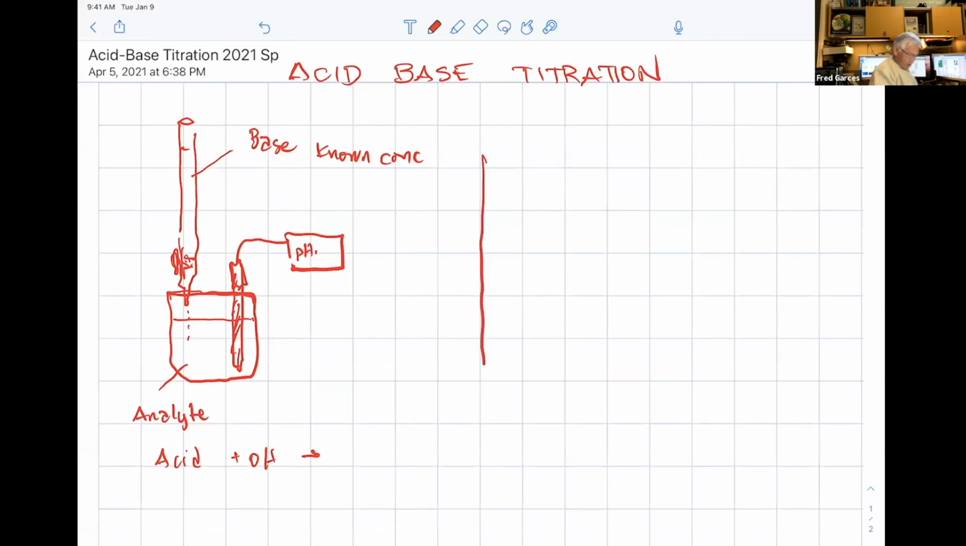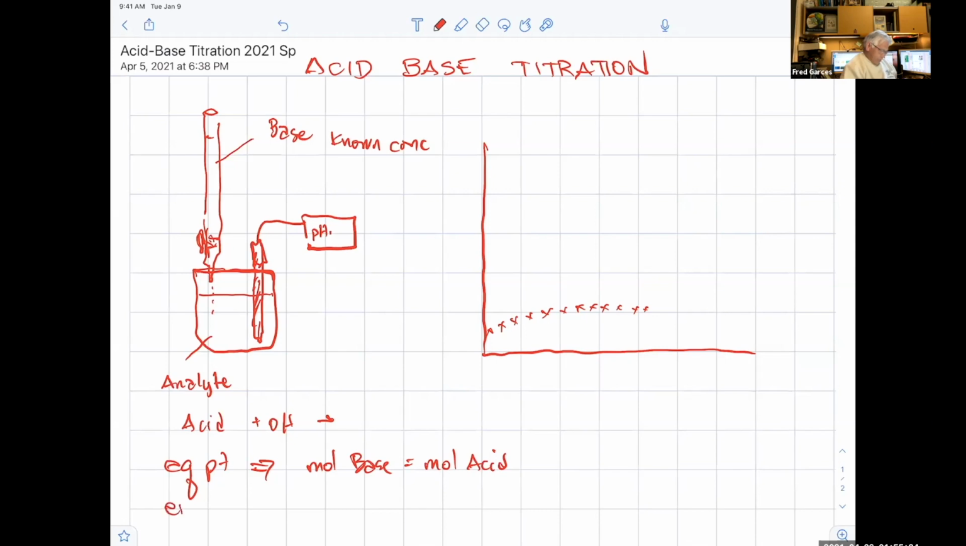But your titration curve is going to look like this. It's going to start out low, and then it's going to level off. We call this the buffer region. Remember that the equivalence point is where the moles of your base equals the moles of your acid. The endpoint is where you have a visual of when to stop, because either the pH meter indicates that it has now gone from an acidic solution to a basic solution, or the indicator has changed color.